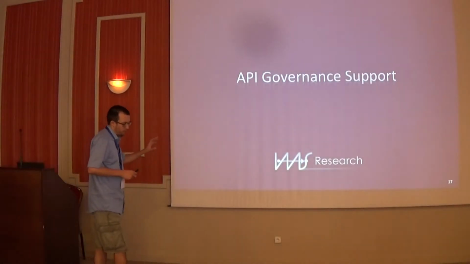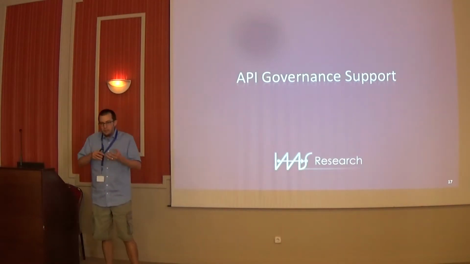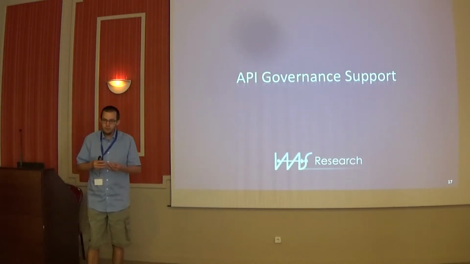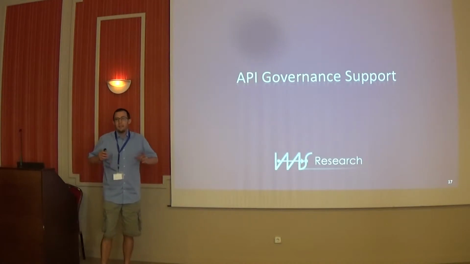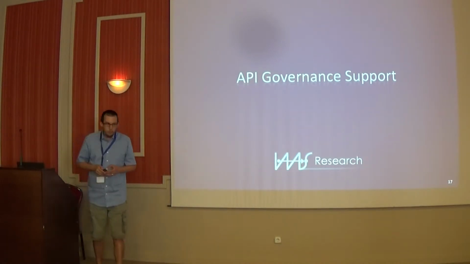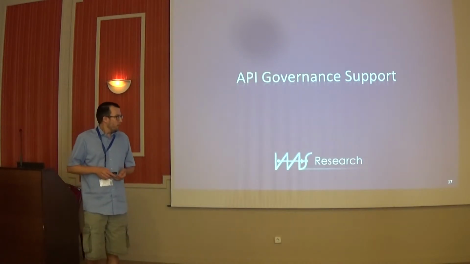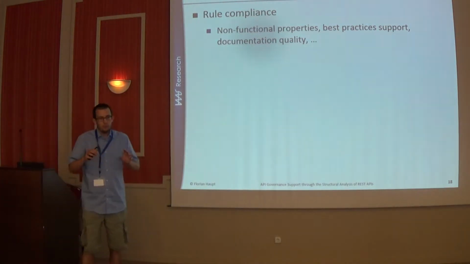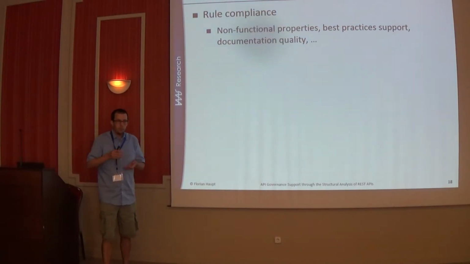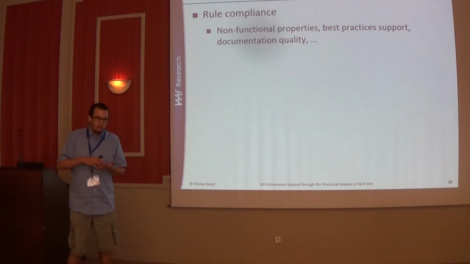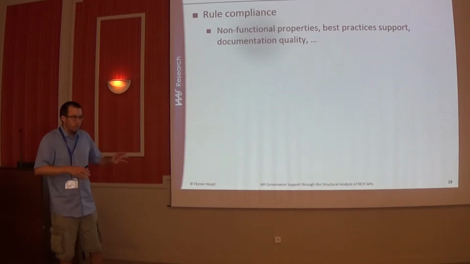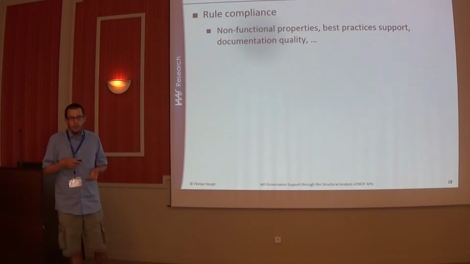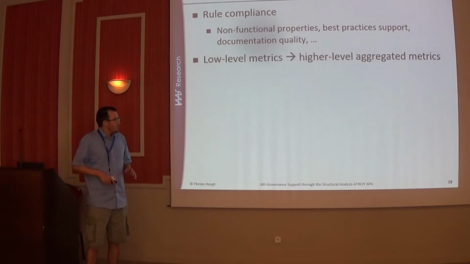Now what you have seen before is that these are rather basic metrics. You have to do a lot of interpretation to get some result from that. So what does it tell me? You maybe have to combine two or three metrics to understand what they basically mean. And when we think of API governance, they're not that helpful as they are. API governance is more or less about rule compliance. So you have some rules and you want to check if the APIs are compliant with the rules. These rules might be about non-functional properties, about best practices that these APIs should support, about the quality of their documentation, whatever.